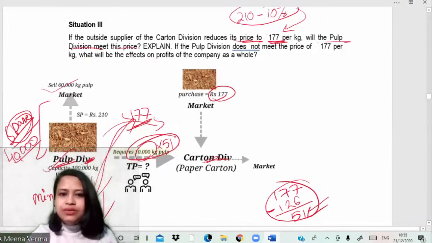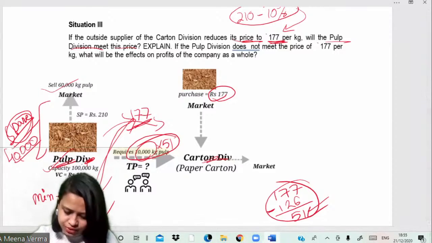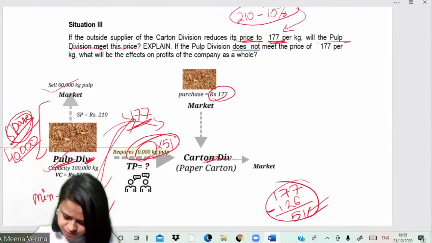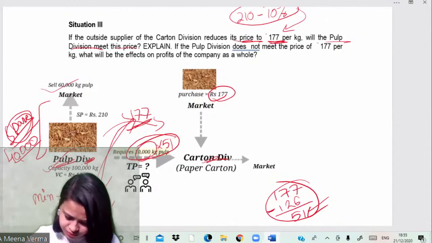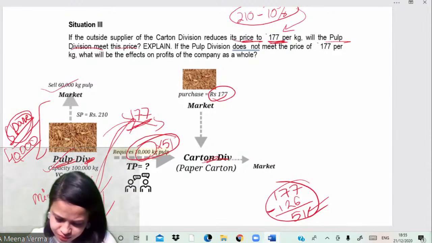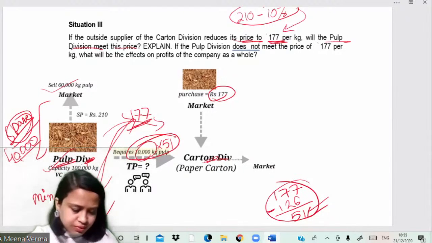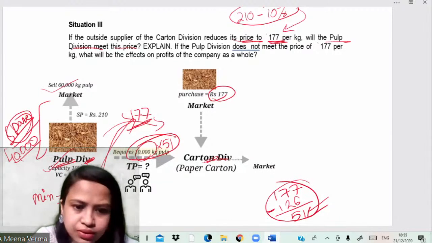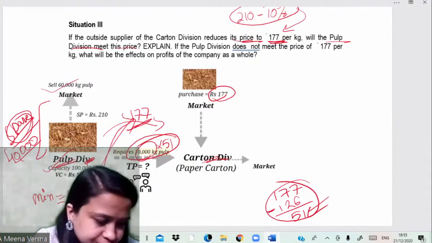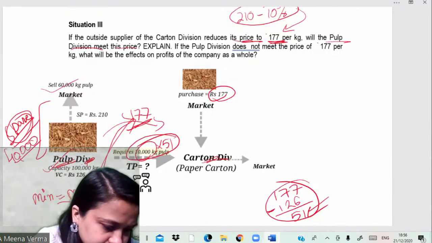So I hope it is clear. You can ask me. Any question if you have in your mind, you can ask me. Okay, there is a question from Ravi Teja. Let me take that question.